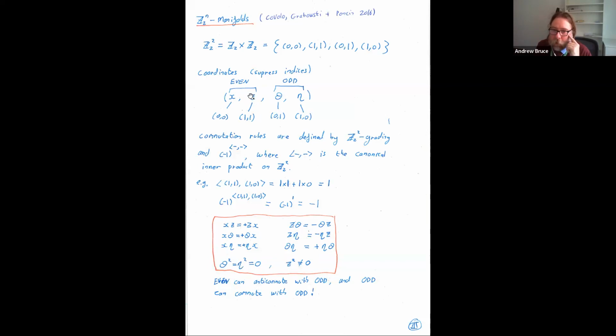And now I have this Z, which is a formal coordinate. So it's not a number, it's something abstract. If I square that, it's not 0. So this is very different to the super case. In particular, I have an even coordinate, the Z, that can anti-commute with odd coordinates. I pick up this minus sign for this theta and eta. This is very, very different to the standard super case. And I also have odd coordinates, theta and eta. If I interchange their order, I get a plus sign, not a minus sign. So again, this is very different to supermanifolds.